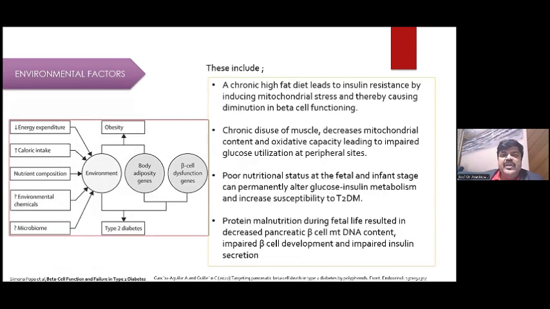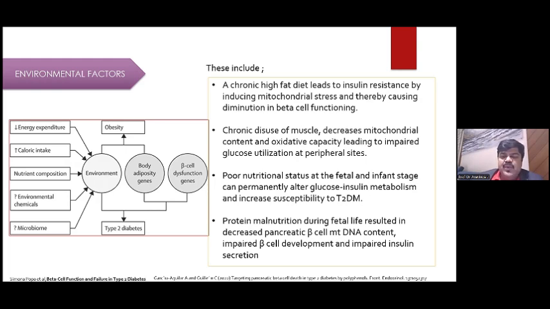Next is the environmental factor. A chronic high fat diet leads to insulin resistance by inducing mitochondrial stress and thereby causing diminution in beta cell function. This we have to very much understand, ladies and gentlemen, because even in India as well as in Egypt, the consumption of fat is more. So this leads to insulin resistance. We should be very, very careful. So the chronic disuse of muscles decreases mitochondrial content and oxidative capacity, leading to impaired glucose utilization at peripheral sites.